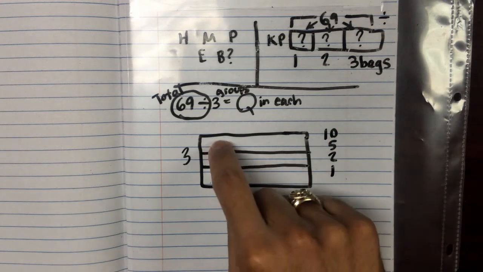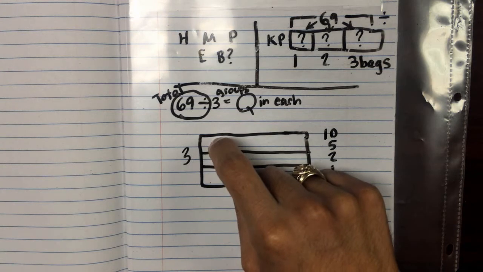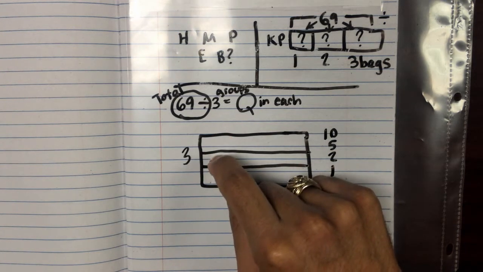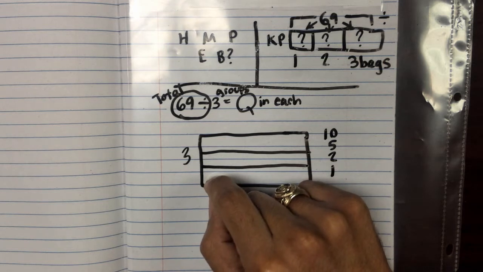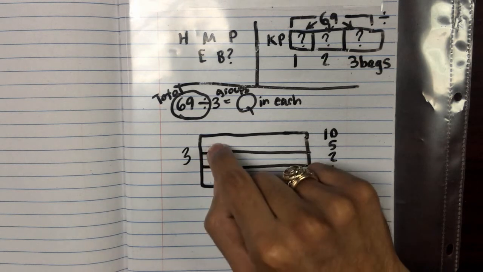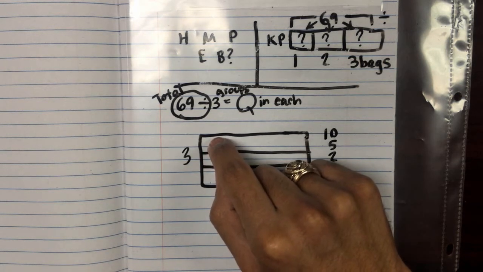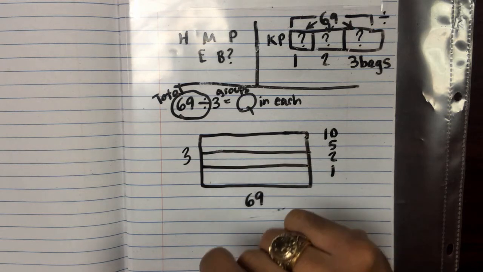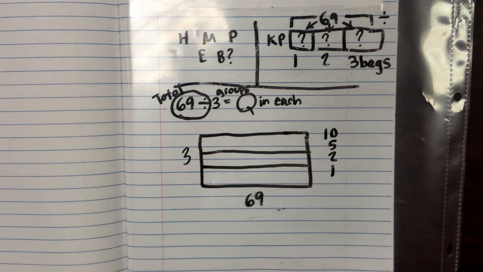Go ahead and put your finger in the first group. If I give them 10, then I'll need 10. Another 10 would be 20, and then another 10 would be 30. So let's start over and count again. Put your finger on the first group and count by 10. 10, 20, 30. I need 30 if I'm going to share 10 in each group.